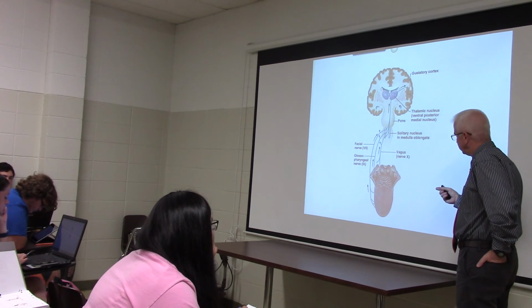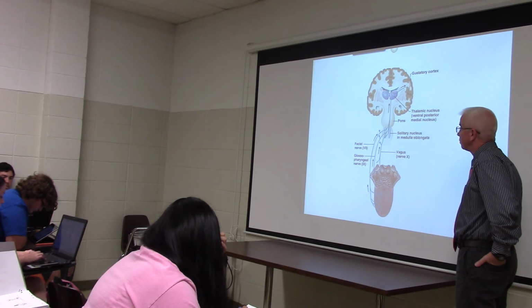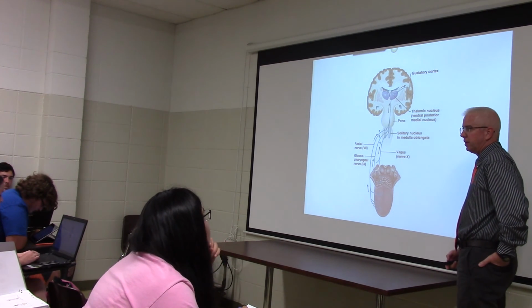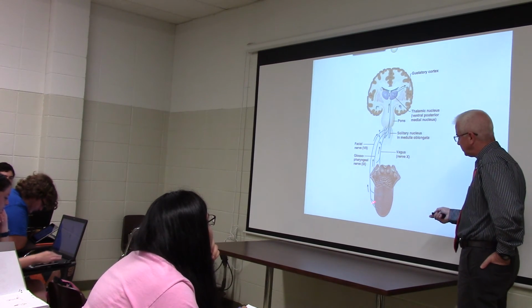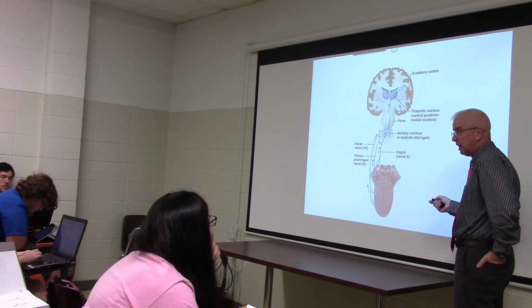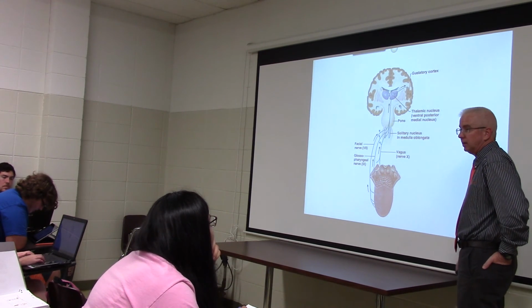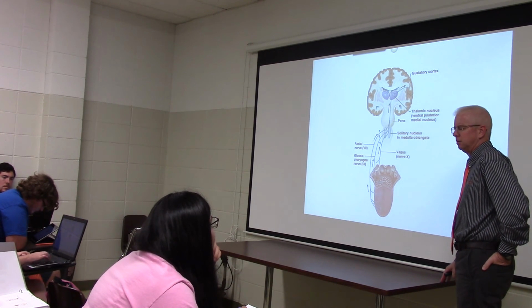Now, how many nerves, young people, carry sensory information from the tongue to the brain? 3. 3 of them. And you already know their names, so might as well learn them. It's just going to keep coming up. From the anterior 2/3, it's facial. From the back of the tongue, it's glossopharyngeal. From the posterior aspects of the mouth, vagus. 7, 9, and 10. Sound familiar?